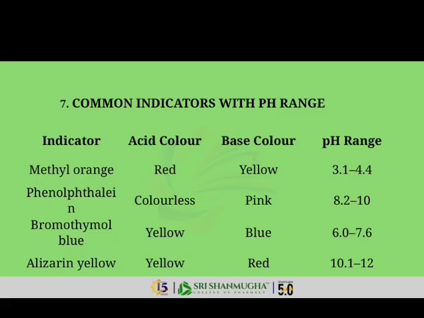Next, the common indicators with their pH ranges. Methyl orange: in acid, red; in base, yellow; pH range is 3.1 to 4.4. Phenolphthalein: in acid, colorless; in base, pink; pH range 8.2 to 10. Next, bromothymol blue: in acid, yellow; in base, blue; pH range 6.0 to 7.6. Alizarin yellow: in acid, yellow; in base, red; pH range is 10.1 to 12.